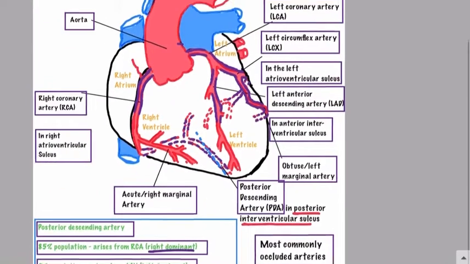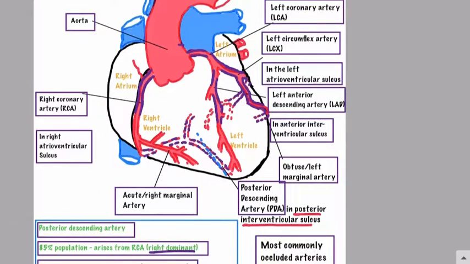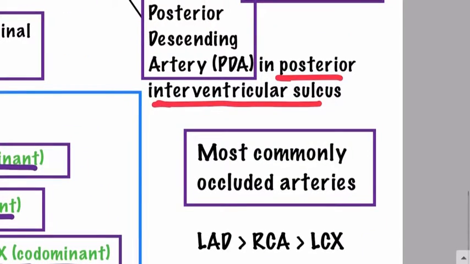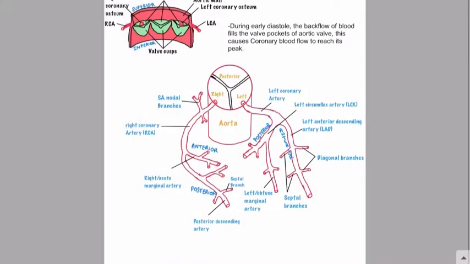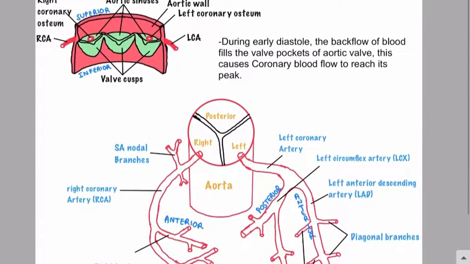As you all know, coronary arteries can get occluded by atherosclerosis and thrombus formation. So guys, the most commonly occluded artery is the LAD, then comes the RCA, and then comes the LCX. Okay, now let's move on to a little bit of detail.